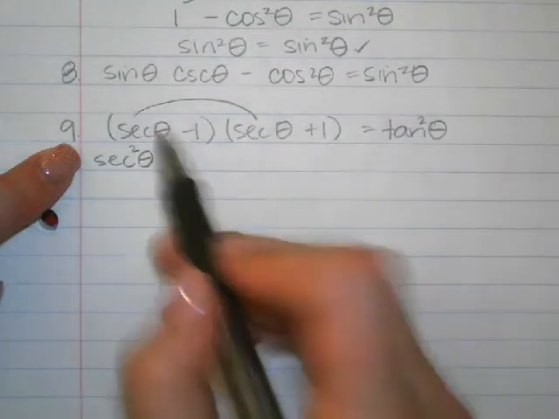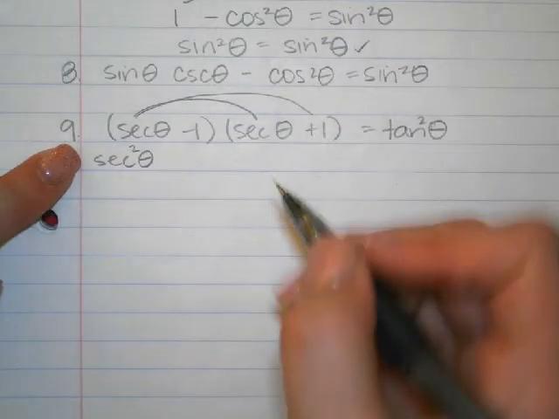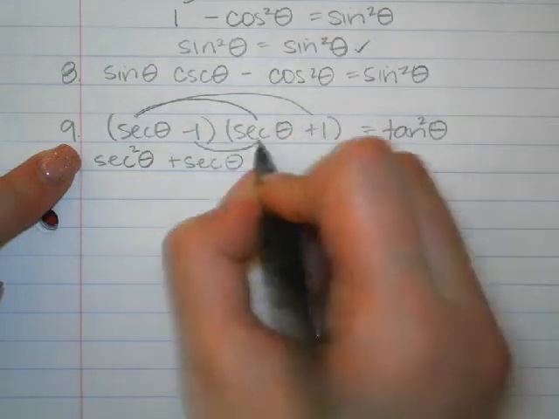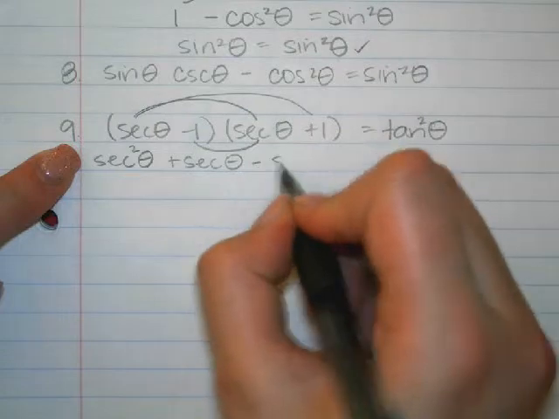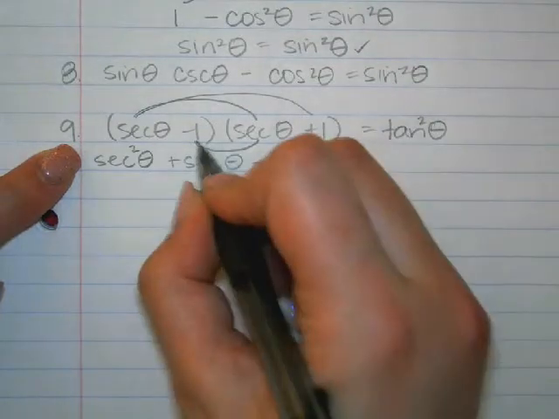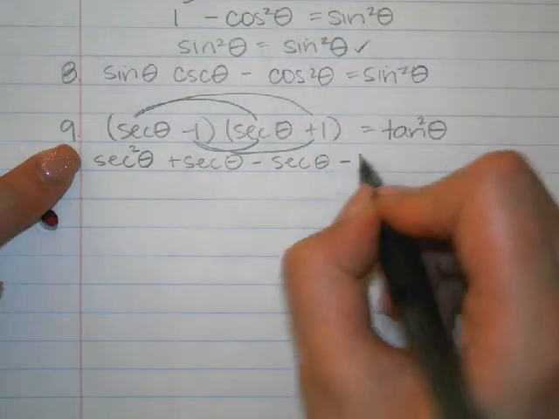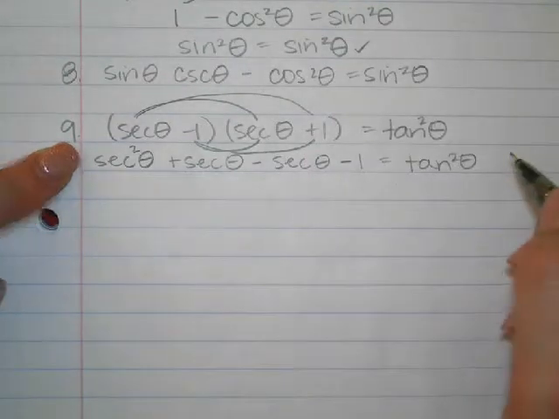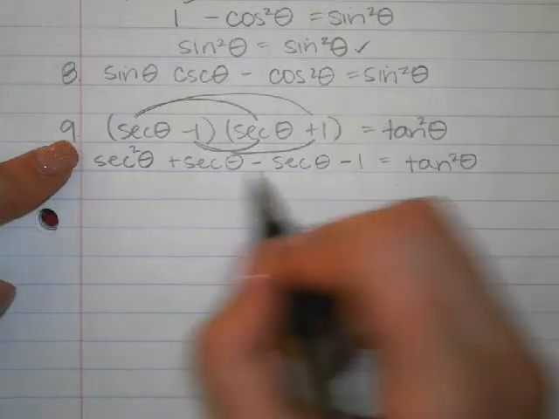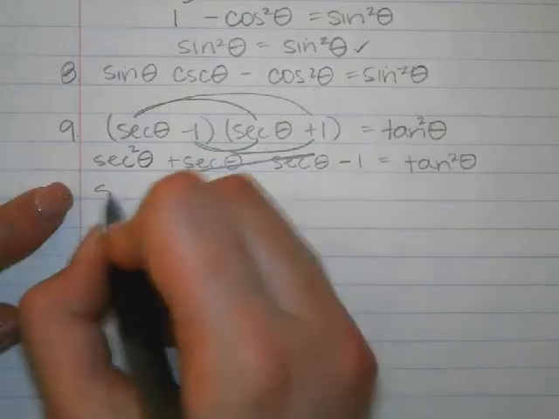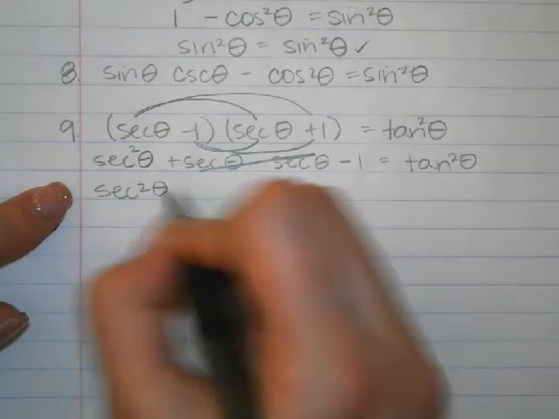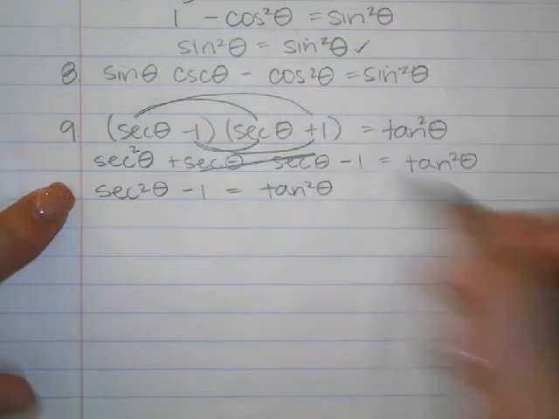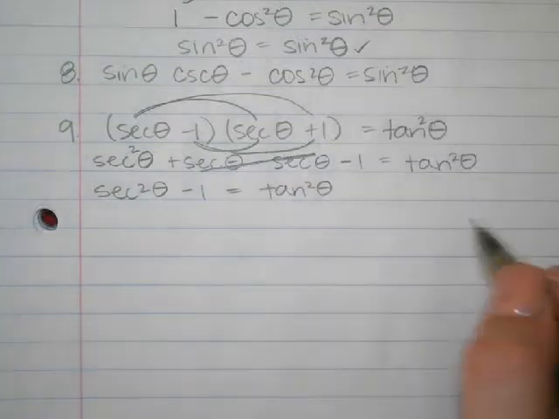What if I do secant times 1? I just get secant. What if I do negative 1 times secant? Negative secant, okay. And if I do negative 1 times 1? Okay. So what do you guys see? Secants cancel, okay. So we have secant squared minus 1 equals tan squared, okay.